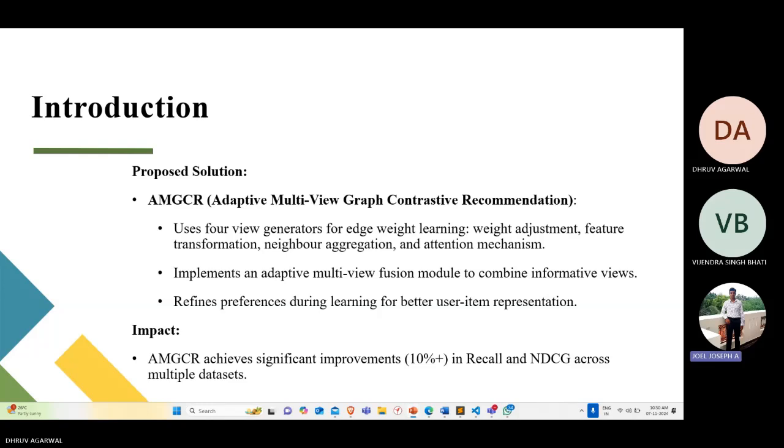In order to mitigate these drawbacks, we propose AMCGR, which is Adaptive Multi-View Graph Contrastive Recommendation. It uses 4 view generators for edge view learning, which are weight adjustment, feature transformation, neighbor aggregation, and attention mechanism. It implements an adaptive multi-view fusion module to combine informative views and defines preferences during learning for better user-item representation. As an impact, AMCGR achieves 10% plus in recall and NDCG across multiple datasets.